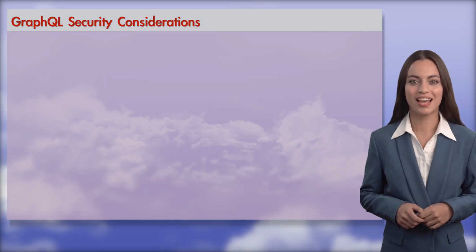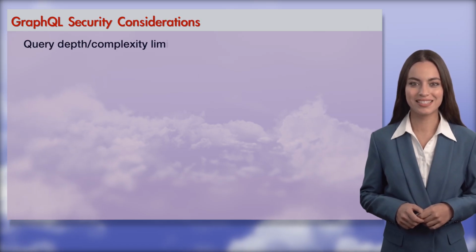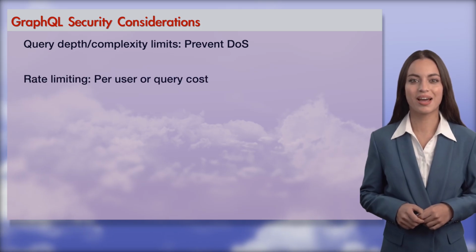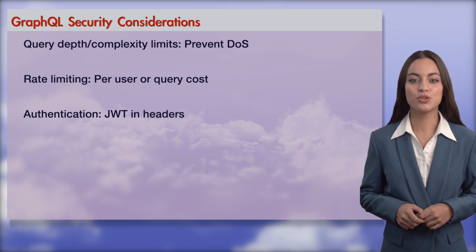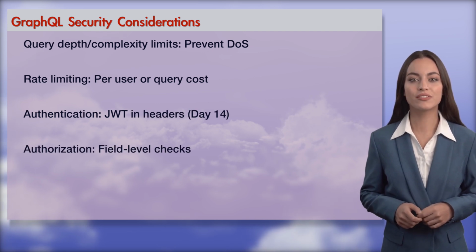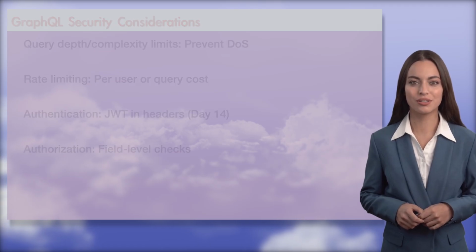GraphQL security: limit query depth and complexity to prevent denial of service attacks. Rate limit per user or by calculated query cost. Use JWT or OAuth tokens in headers. Authorize at the field level, not just endpoint, for fine-grained control.